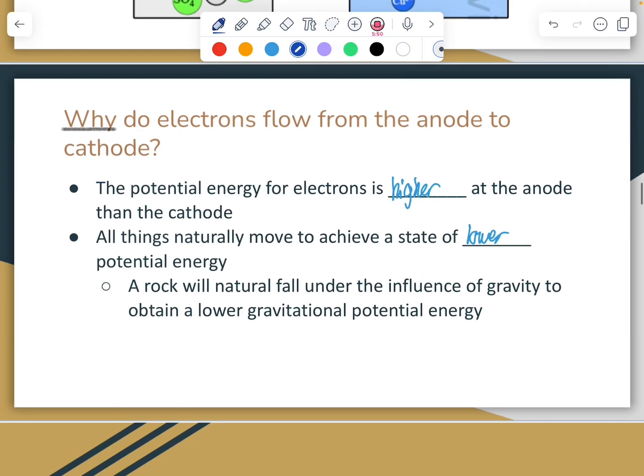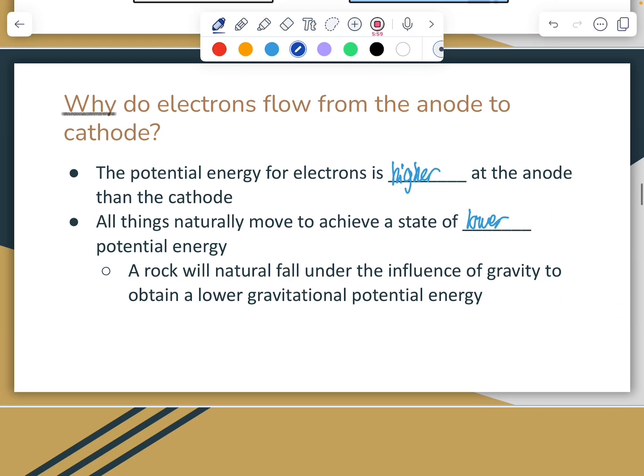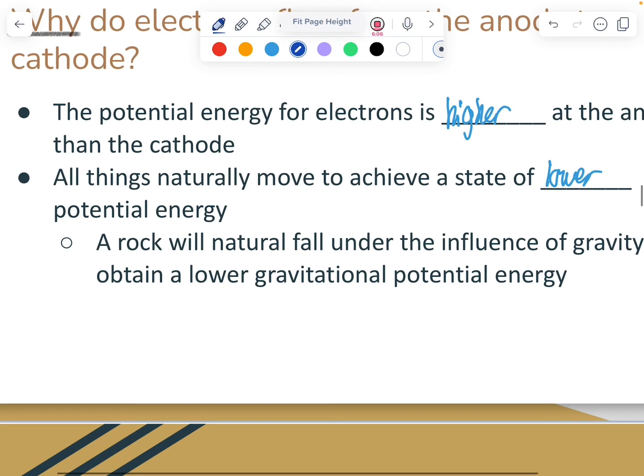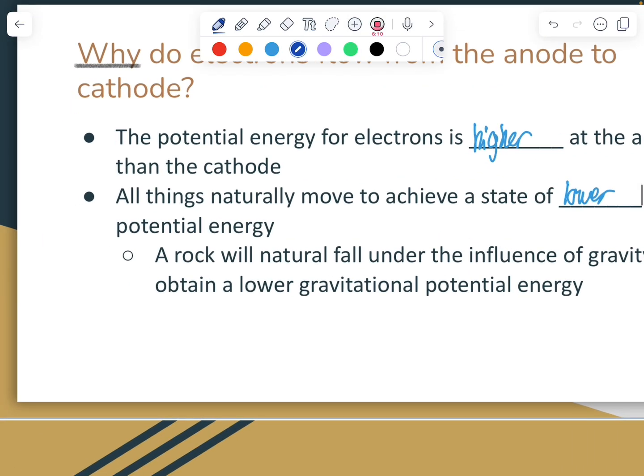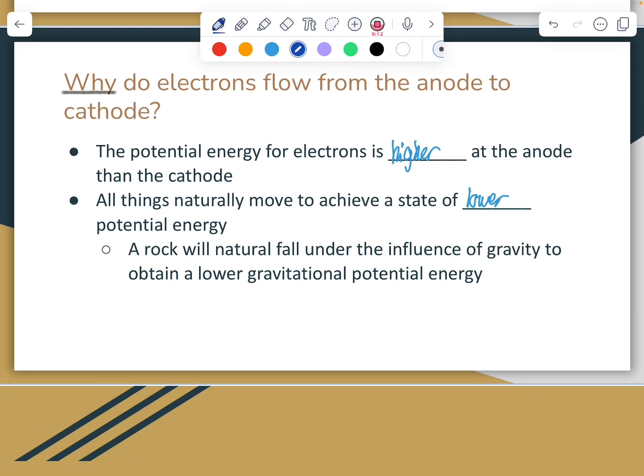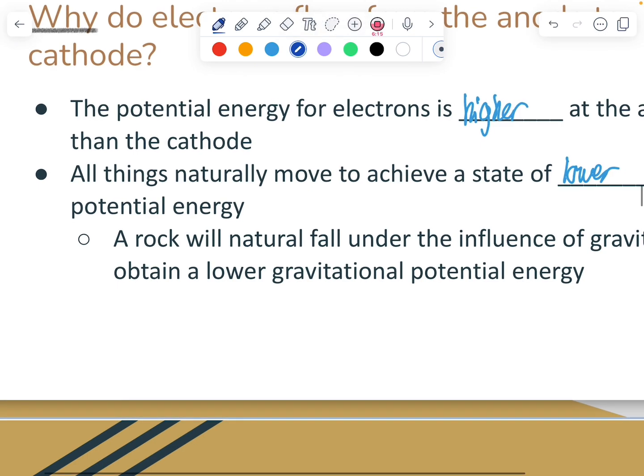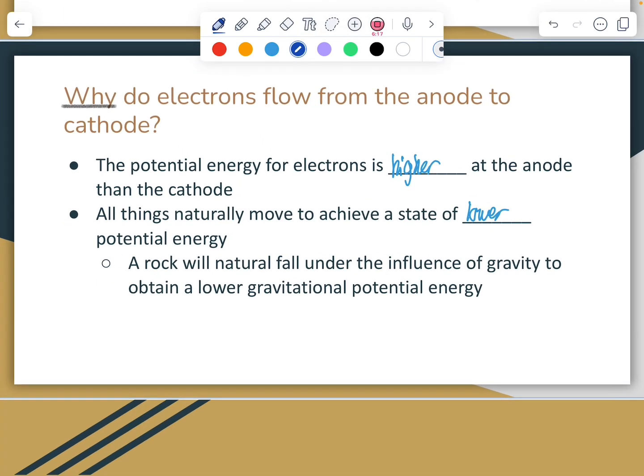Yeah, so the potential energy for electrons is higher at the anode than the cathode, and all things naturally move to achieve a state of lower potential energy. A rock will naturally fall under the influence of gravity to obtain a lower gravitational potential energy. The universe favors the lowest energy possible. Again, that's going into some thermodynamics that we'll cover later, but all you need to know is that they want to be at the lowest state possible because the universe favors the lowest potential energy that it can get.